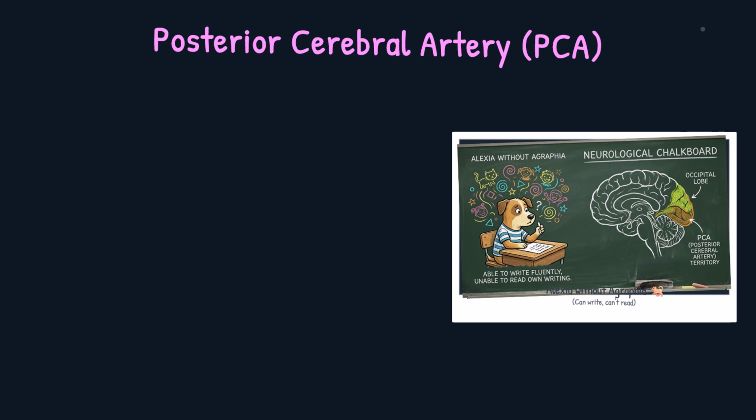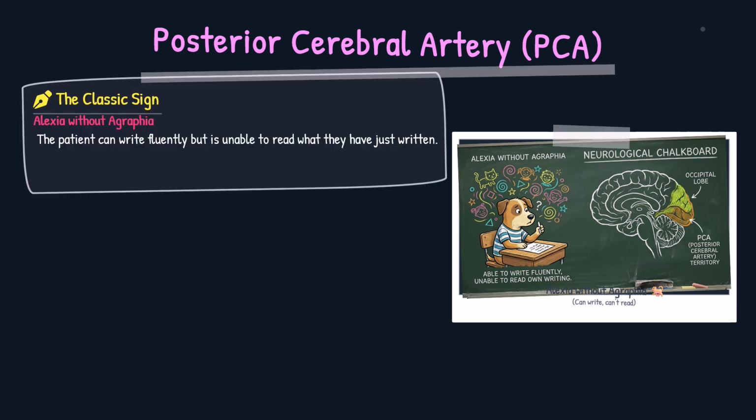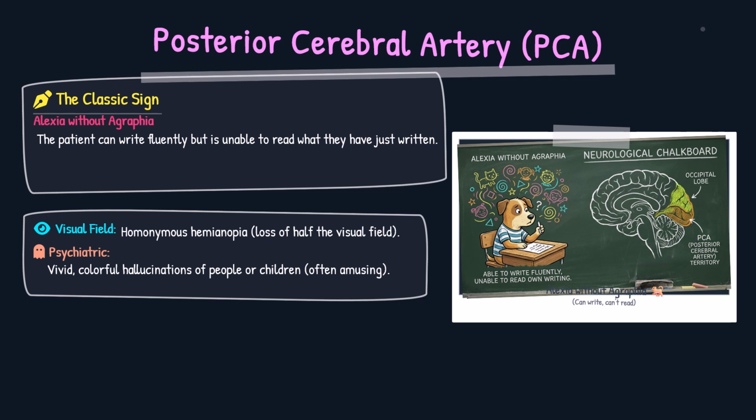Next up is the posterior cerebral artery. The PCA supplies the occipital lobe, which means that visual symptoms dominate. A board favorite is describing alexia without agraphia. This means that the patient can write fluently but is unable to read what they have just written. They may describe hemianopsia, which is a loss of half of the visual field. These patients also may present with vivid, colorful hallucinations of people or children. They may put this on the differential along with something like Lewy body dementia.